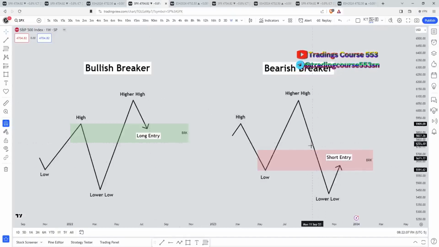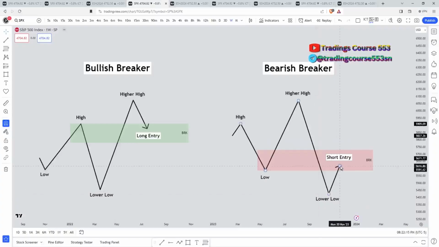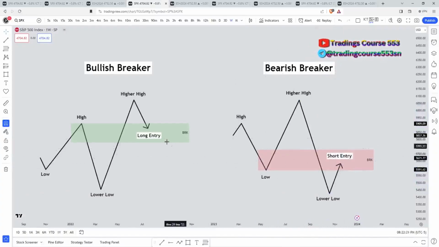So in this example, when price creates a lower low and closes beneath this low, or the down close candle, or consecutive down close candles in that low, when price returns back into the down close candle in here, this would be the short entry in the breaker. So this is what bullish and bearish breakers look like. There's not too much to add here.